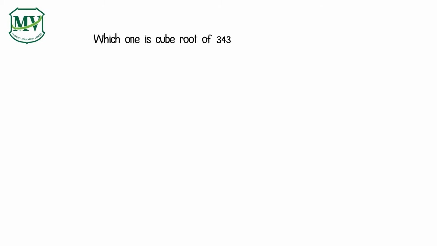So let's answer this question. The question is, which one is the cube root of 343? Letter A, positive and negative cube root of 7. Letter B, positive and negative 7. Letter C, 7. And letter D, negative 7.